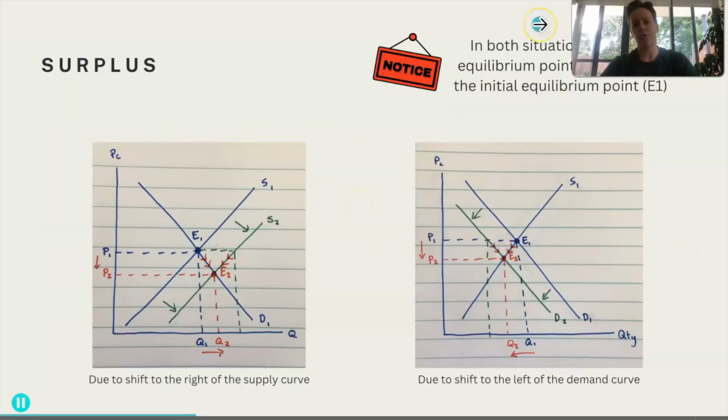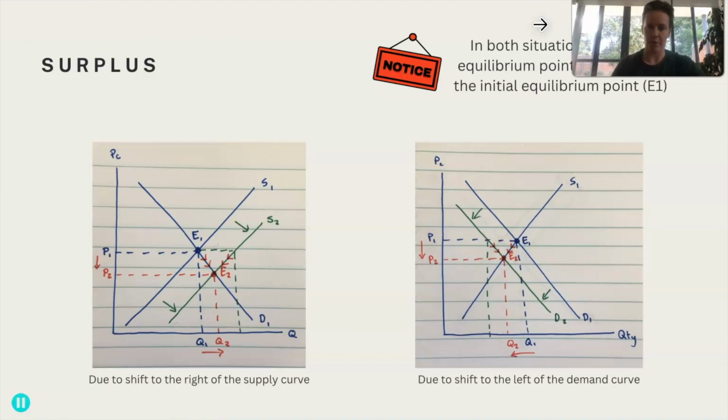I wanted to show you the two reasons for a surplus. Remember, a surplus is a situation where the quantity supplied is greater than the quantity demanded. There's only two reasons why it can happen. If you have a look on the left, you'll see that there is a surplus at P1. So P1's my original price.